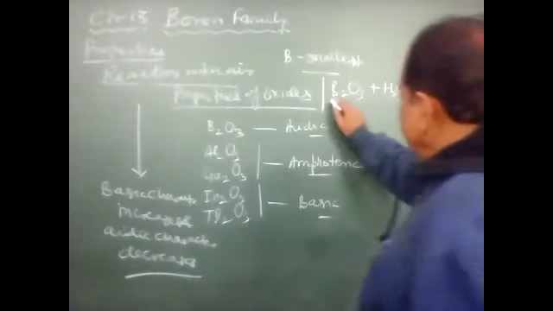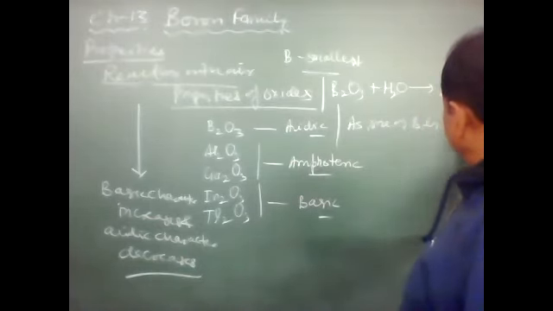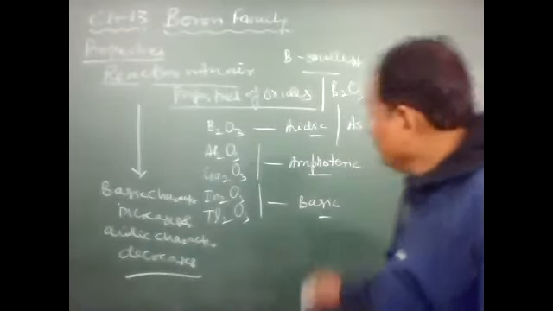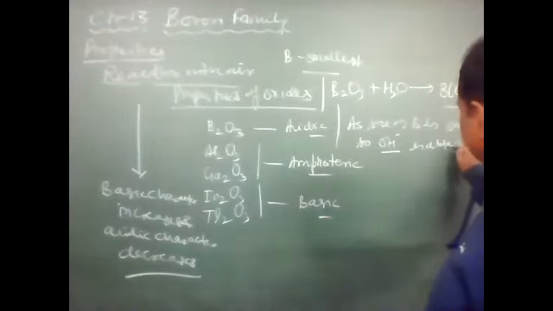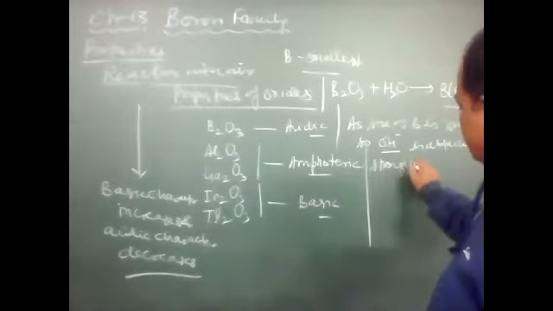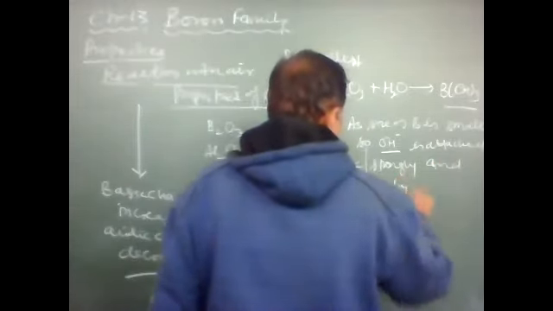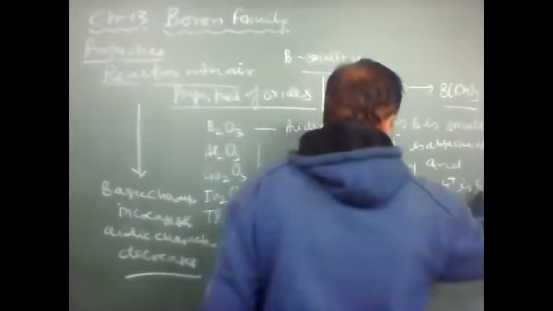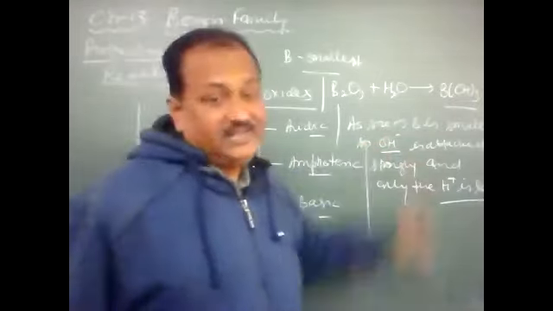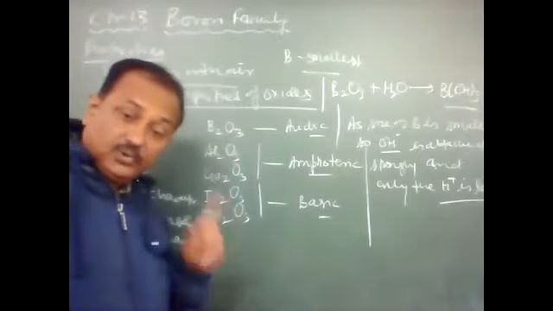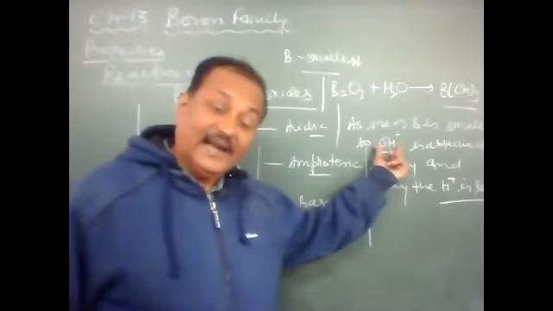And what is the reason? The size of boron is smallest. Boron has the smallest size, so the OH ion is attached strongly, and only the H ion is released. Once again, I repeat, the acidic and basic character is explained on the basis of the size of the element. Boron has a smaller size, so boron oxide will attract the water molecule with a very strong force of attraction, and so it will hold the OH ion and release only the H ion.